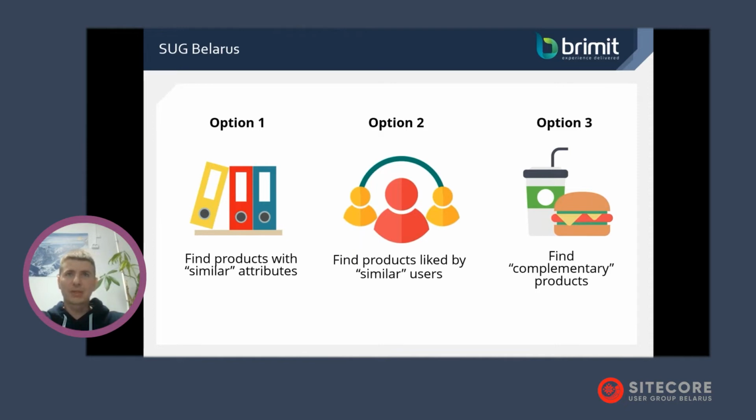The other option is to find products which are liked by similar users. It's something like asking a friend for a recommendation, someone whom you trust because they have similar interests as you. And the last option is to recommend complementary products. For instance, if somebody is buying a smartphone, we can recommend him headphones. Or, as another example, we can recommend Coca-Cola with a hamburger.